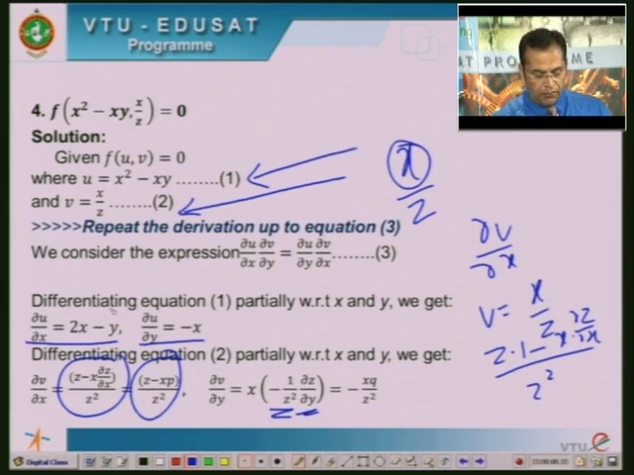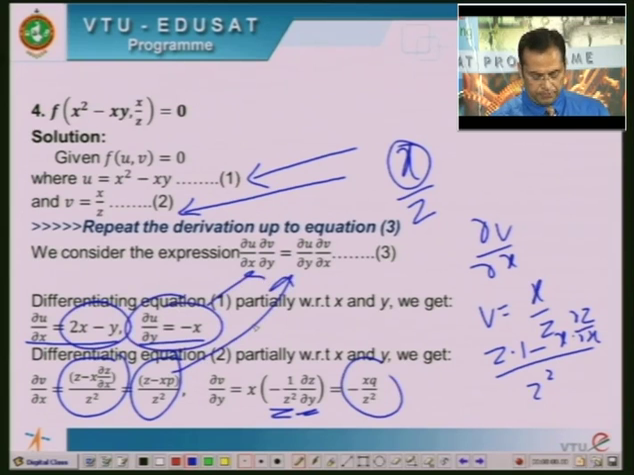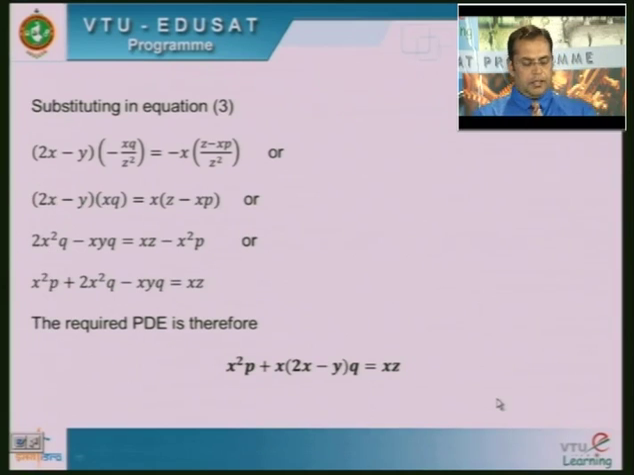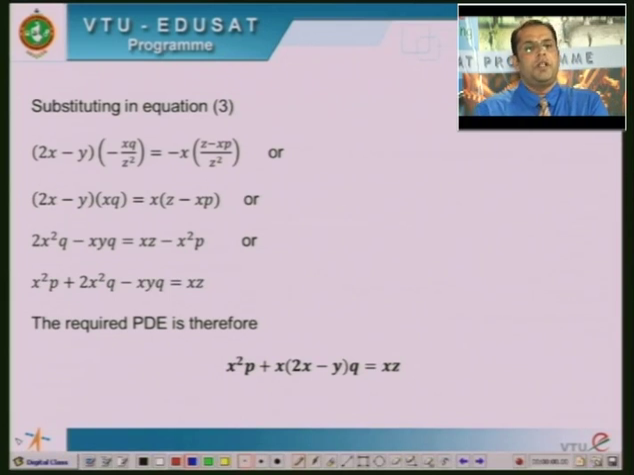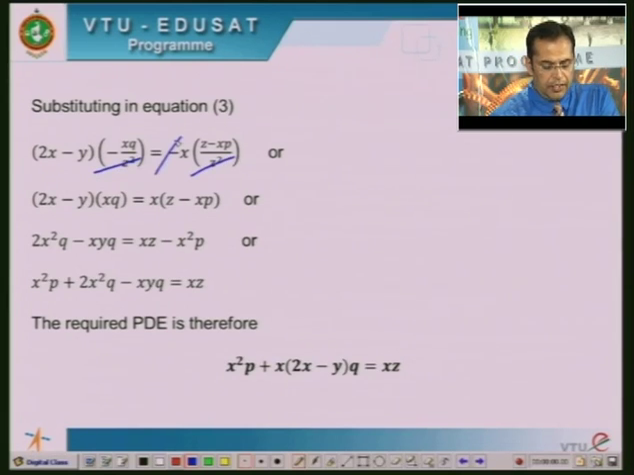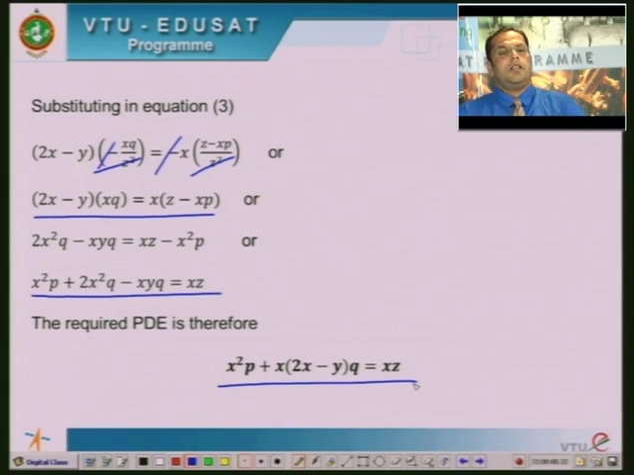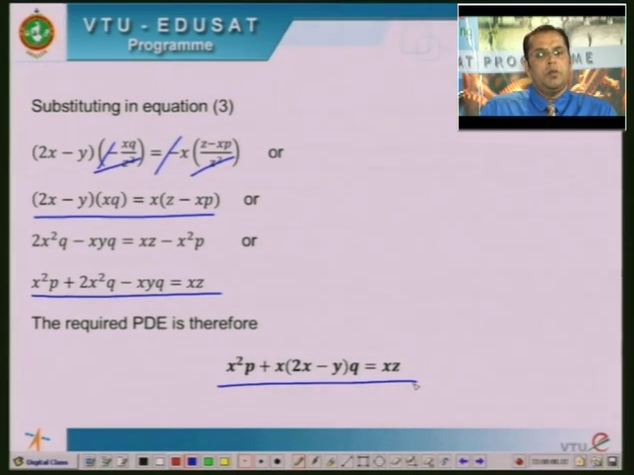Again, all the 4 derivatives here are substituted in equation 3, which gives you the expression here: (2x minus y) into (minus x cube plus by z square) equal to minus x into z minus xp by z square. Cancel z square, cancel the negative sign, rearrange to get the final PDE as x square p plus x into (2x minus y) into q equal to x into z.